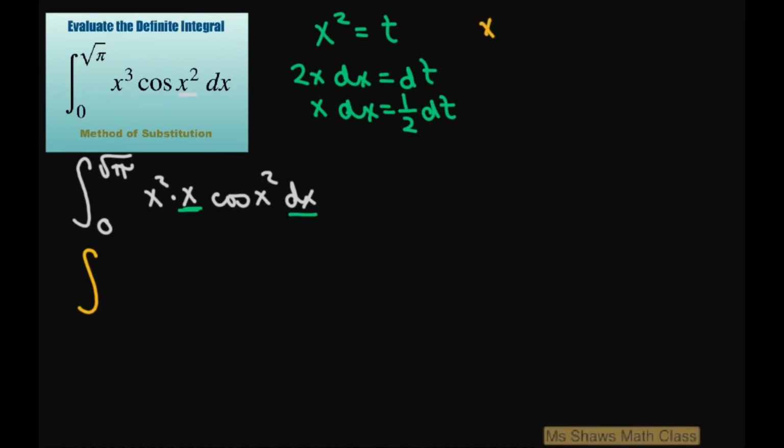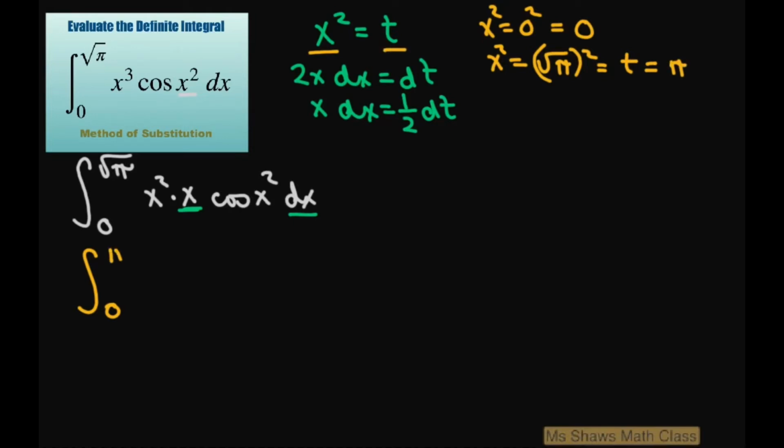So when x is 0, we get 0 squared, and that's going to equal 0 still. So our lower limit is still 0. When x is equal to square root of pi, and we have x squared here, so square both sides, and you get t is going to equal pi. So this is just going to be pi.